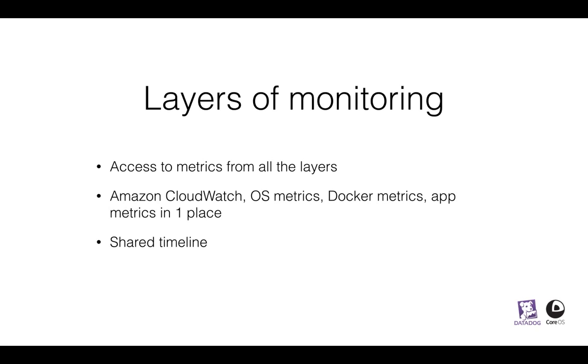And so you've got all these layers, and you want to be able to access all the metrics from all those layers. You want to look at CloudWatch and OS metrics and Docker metrics, app metrics. You want to see all that stuff in one place. And of course, you also want a shared timeline. If you don't have access to all this stuff in one place, then it becomes really difficult to answer some of those really basic questions. You see one instance that is totally maxed out. Well, is that good or bad? Is that a sign that your applications are fully utilizing the resources they have?